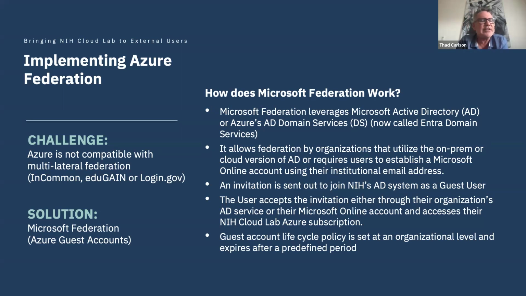Now, if an organization didn't use Microsoft Active Directory or their services, then what would happen is that they could accept that invitation by creating a Microsoft online account. So basically, they'd use their johnhopkins.edu account, create a Microsoft online account with that account, and then they could accept the invitation, and then they'd be federated into our Active Directory system through that Microsoft Online, and then be able to access their Azure subscription through that process.